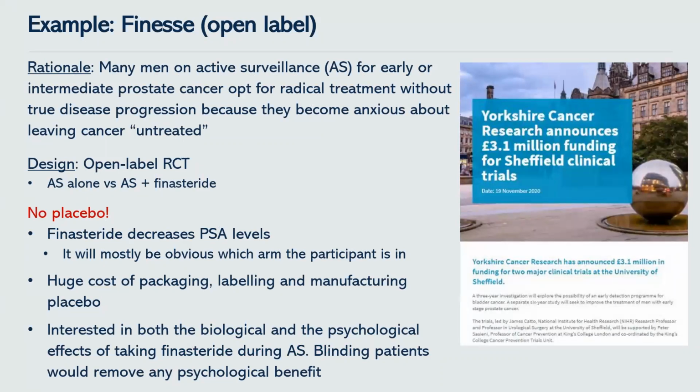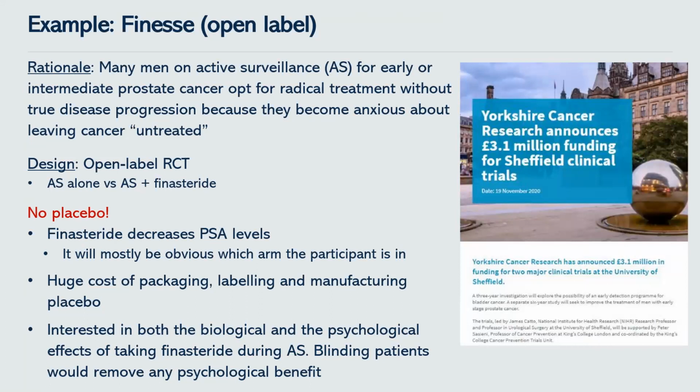So we have a drug called finasteride, which we think will have both a biological and a psychological effect. We want to do an open label randomized controlled trial of active surveillance alone versus active surveillance plus finasteride. And there are three reasons why we're not going to use placebo. The first is because finasteride decreases PSA levels. It's well known to do this, particularly in benign disease. And since PSA is monitored in men with prostate cancer, it will be obvious which arm most men are in by looking at their PSA test results.